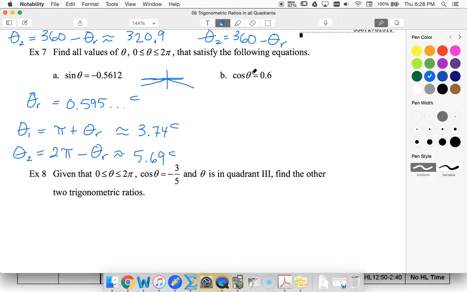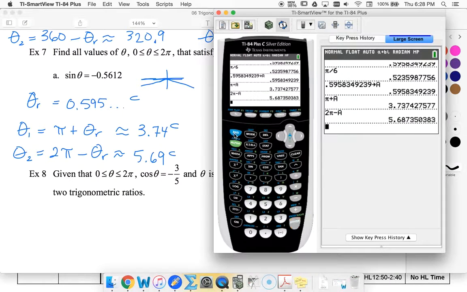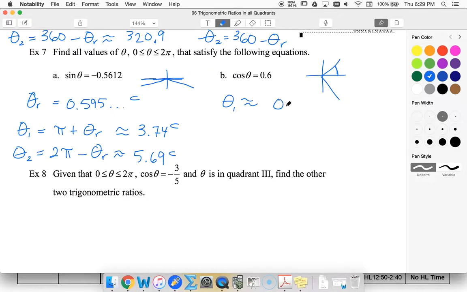Cosine is positive. My positive cosine ratios are quadrant 1 and quadrant 4. So my reference angle is going to be the same as my first angle. So I can just go ahead and do cos inverse. I know I'm not going to get an exact value, so I'm going to change this. So cos inverse of 0.6, 0.927, or 0.93 radians.